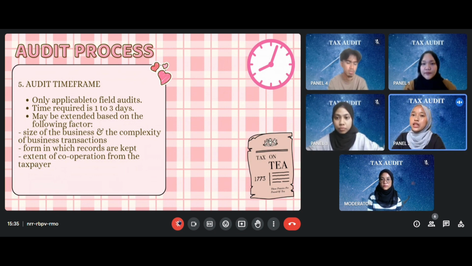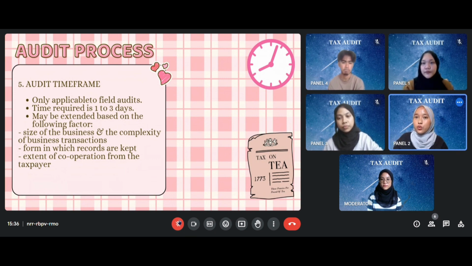The fifth step is audit time frame. It's only applicable to field audits. The time required to complete an on-site examination of records is 1 to 3 days. However, it may be extended depending on factors such as the size of the business and the complexity of the business transactions. If the business is big and too complicated to settle, the audit time frame can be extended. In addition, the form in which records are kept or the extent of cooperation from the taxpayer can also be factors for extending the audit time frame.